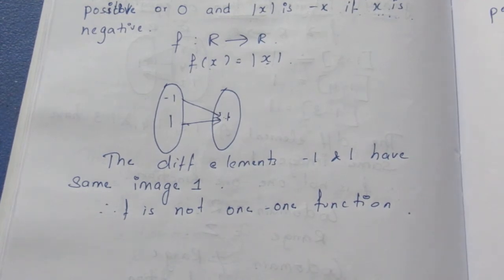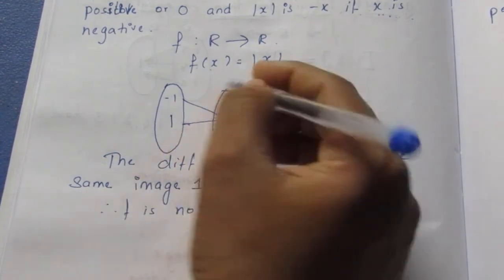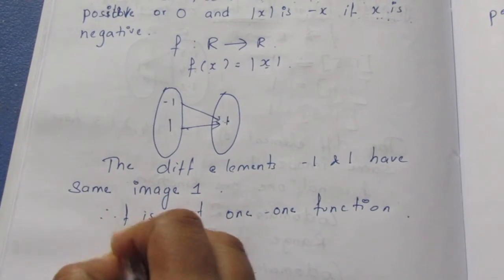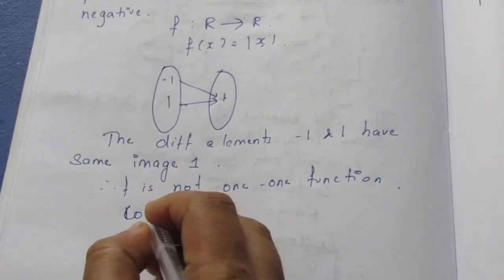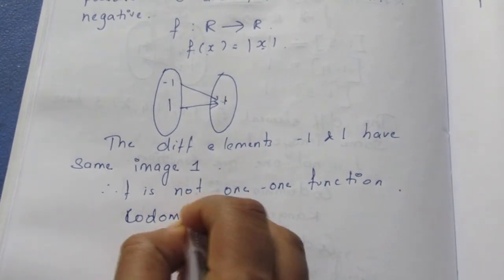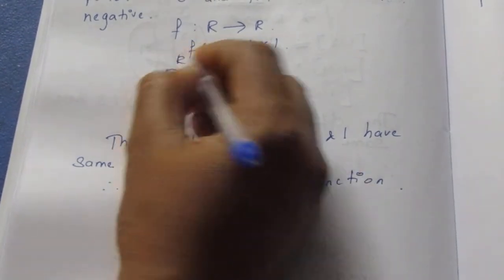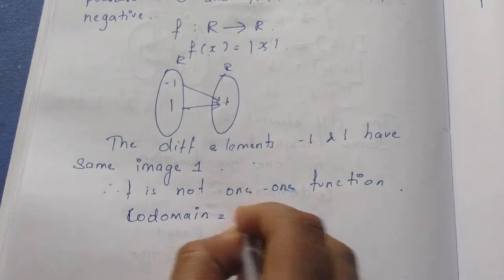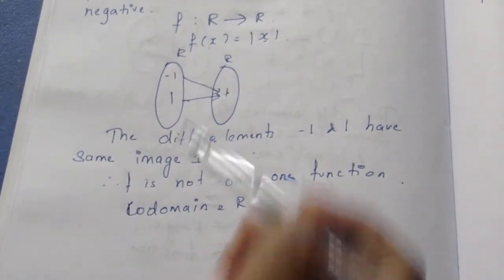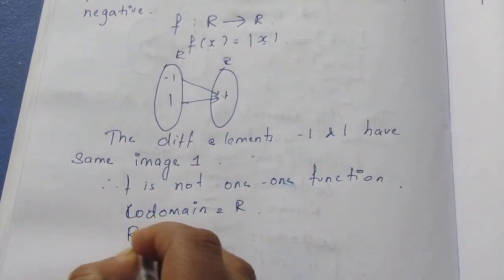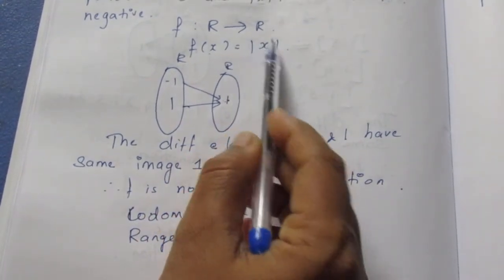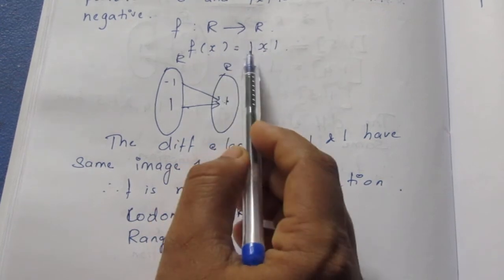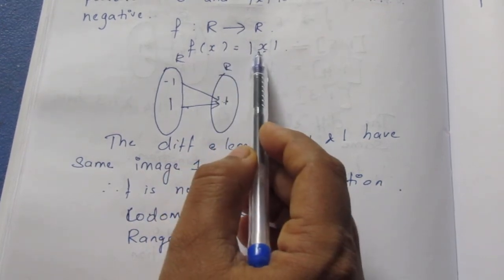Now for onto, we know that the codomain and the range should be equal. Here the codomain, as they said, is from R to R, so it is the real numbers. And what will be your range? The range is just your f of x. Whatever value we substitute for x, the number will be the same on the positive side.